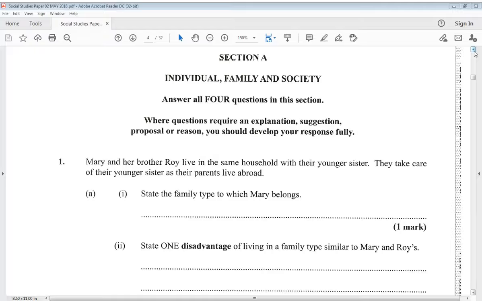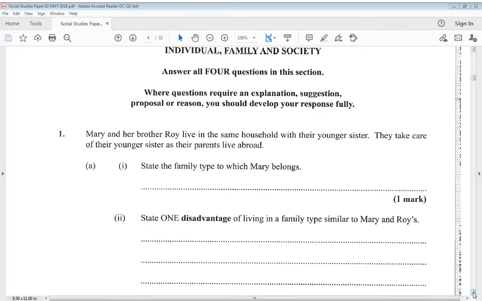They live in the same household with their younger sister. So Mary and her brother Roy, they are older siblings taking care of the younger sibling. So that's a sibling family. Now, the second part of question 1A says, state one disadvantage of living in a family type similar to Mary and Roy's.